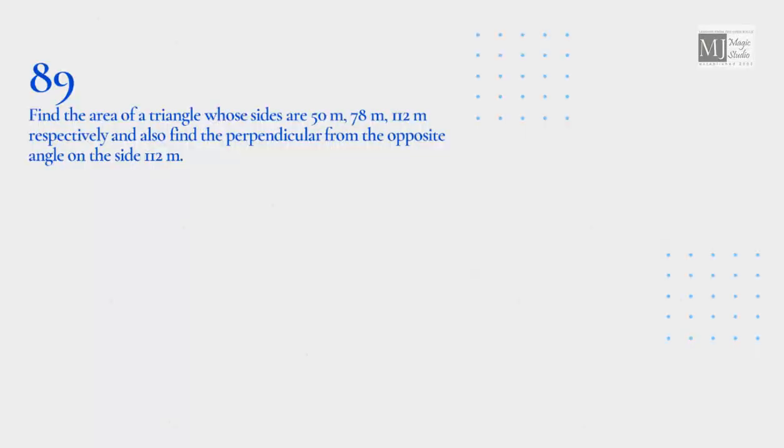Number 89, simple question. Find the area of a triangle whose sides are 50 meters, 78 meters, and 112 meters. 50 plus 78 plus 112 is the perimeter, and that equals 240 meters. So first of all, we'll calculate semi-perimeter. 240 by 2 is 120 meters.